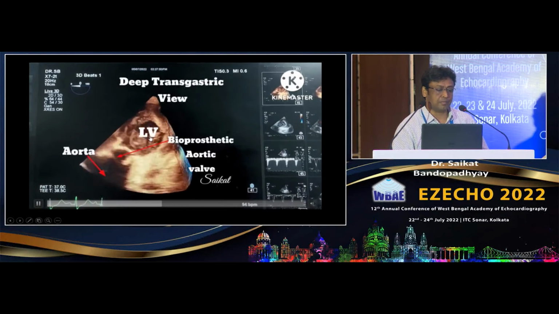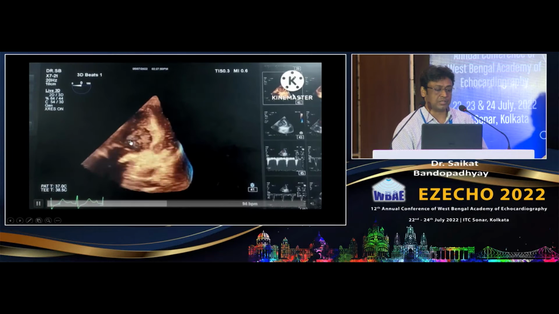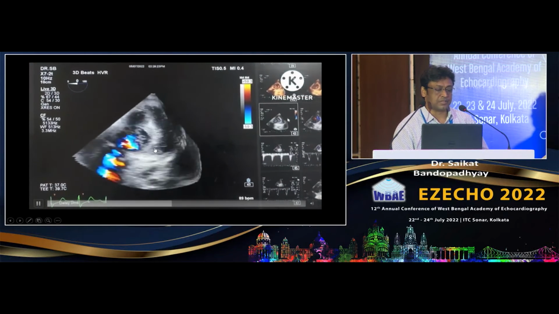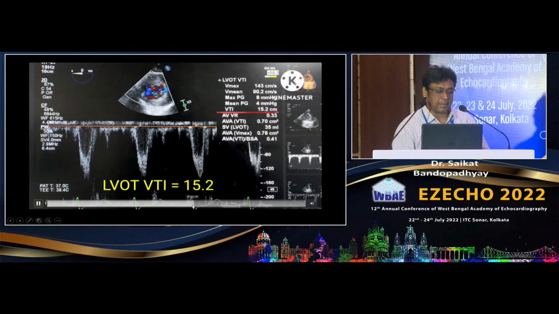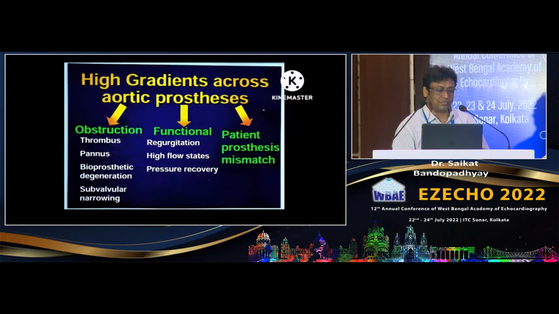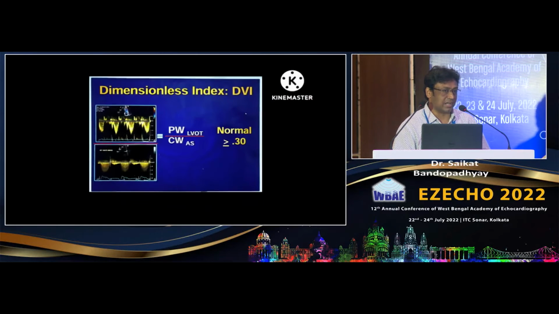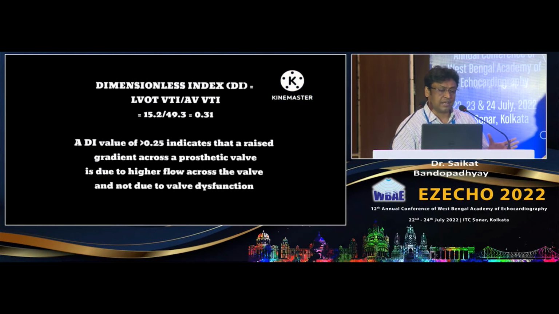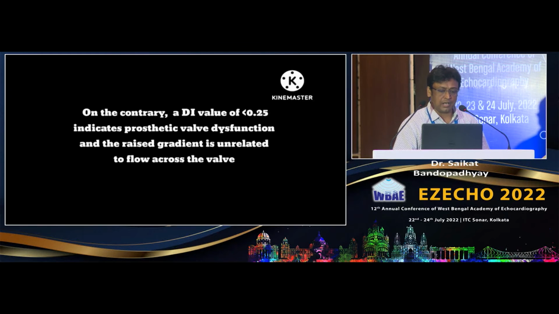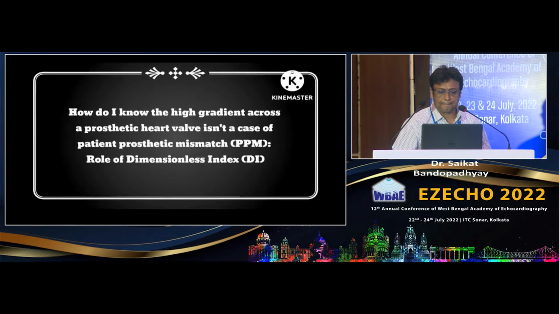Now, post-valve replacement, you can see that this is a bioprosthetic valve. This is a deep transgastric view. And as you take the gradient, it was pretty high, a mean of 28 to 32. And of course, this is for the students mainly, that you can differentiate by using the LVOT VTI and the aortic valve VTI, and then you can calculate a dimensionless index, and if that value is more than 0.3, then the patient is fine. It's basically because of flow-related issues. The valve is otherwise okay. You can also do an effective orifice area calculation, which is pretty simple. So I'll leave it over here.